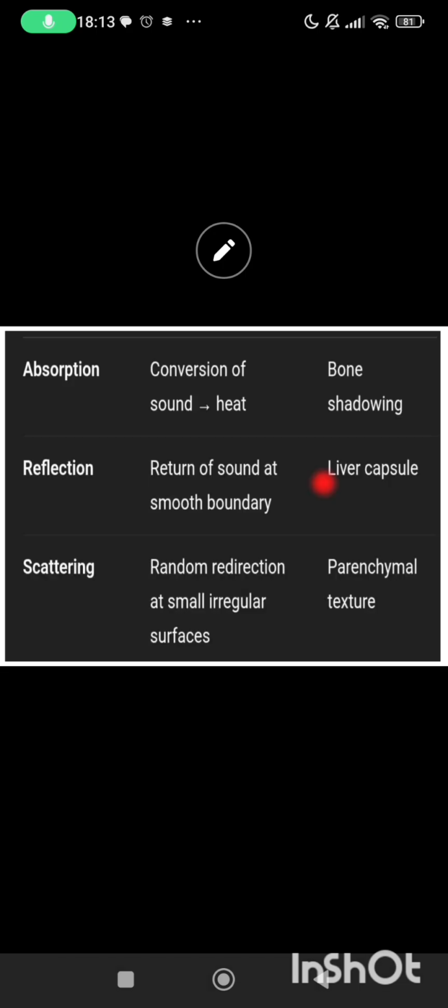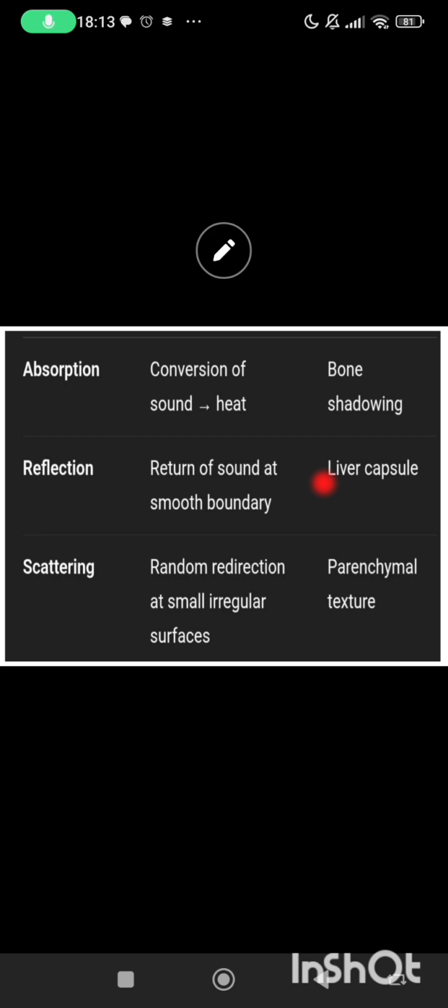Okay, so here we can see the main mechanisms of attenuation. Deswin, can you please repeat them? Okay, absorption is the conversion of sound into heat. For example, just posterior to a bone, there's always going to be shadowing.